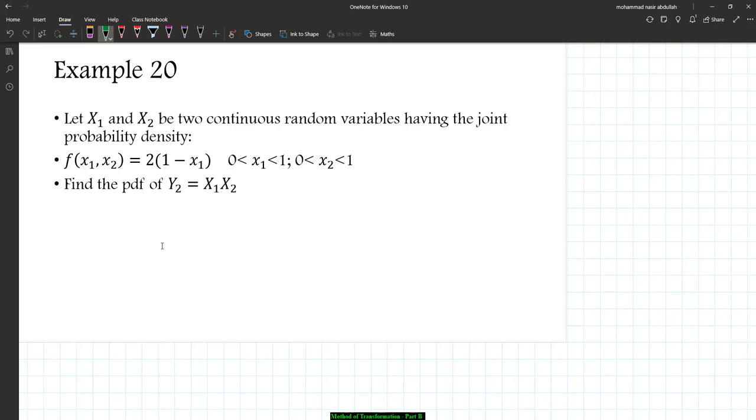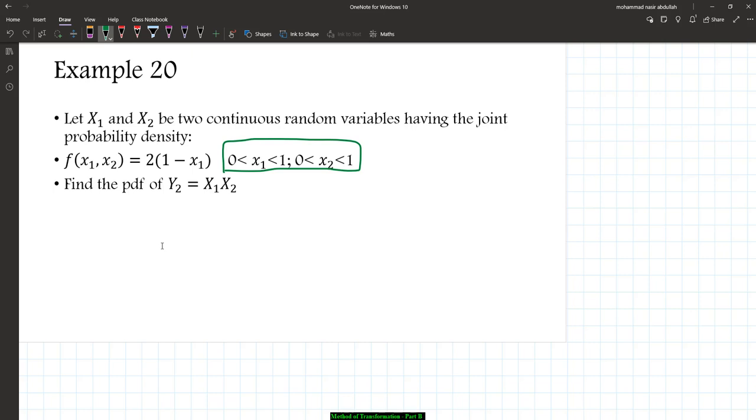Let x1 and x2 be two continuous random variables having a joint probability density function f(x1, x2) equal to 2(1 minus x1), where x1 is between 0 and 1, and x2 is 0 and 1 also. Right? So, in this one x1 is missing, but never mind, it gives the range here. We know that this is a joint probability distribution function. And we want to find the probability distribution function of y2 is equal to x1 and x2. So, it did not give x1 either.